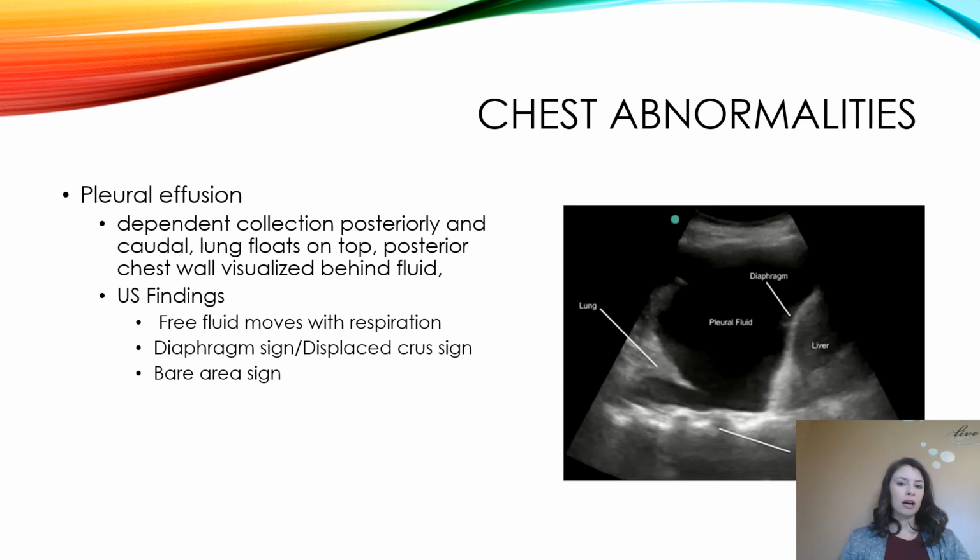The lung floats on top, posterior to the chest wall, and is visualized behind the fluid. Some ultrasound findings are free fluid that moves with respiration, the diaphragm sign or displaced crus sign, and the bare area sign. So you can see here's the diaphragm, and here's the liver, and the bare area sign is that you can actually see this part of the liver. It's usually hard to get. You can actually see lung, and this is all the fluid within the cavity.